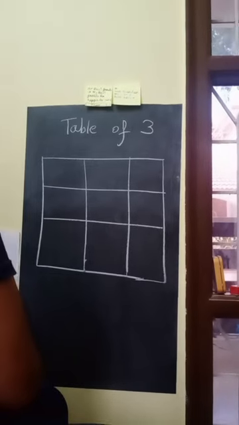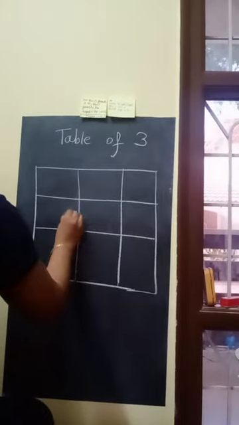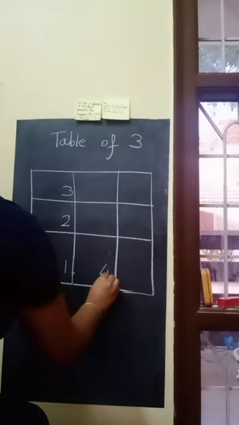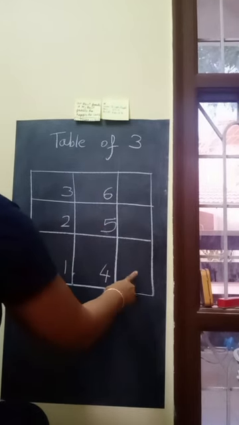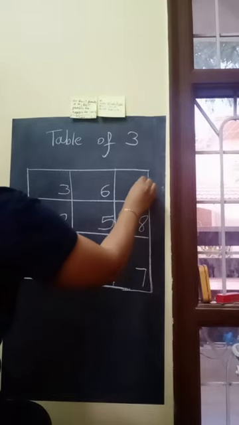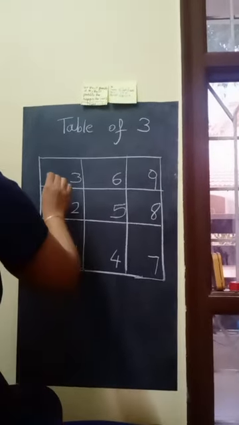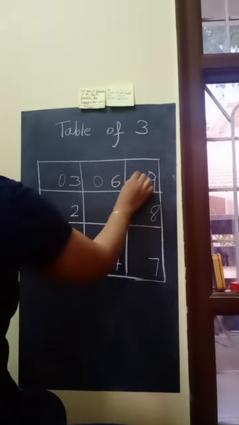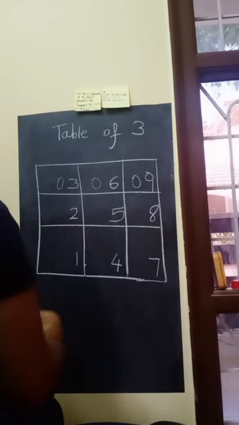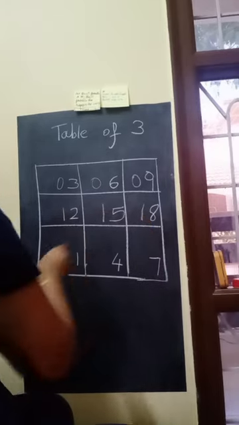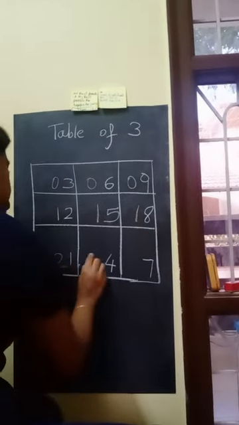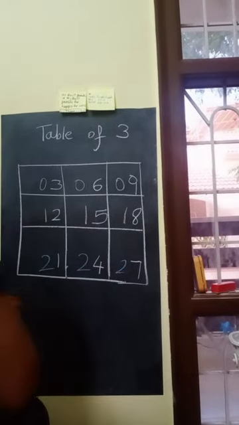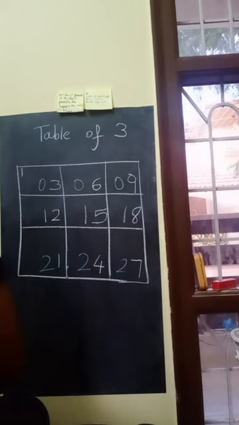Now we will do the table of 3. For the table of 3, we have to make a square. In the square, we will write 1, 2, 3, 4, 5, 6. Now what will come? 7, 8 and 9. Now what will we do? In the first row, we will write 0. And then in the second row, we will write 1. In the third row, what will we write? 2.